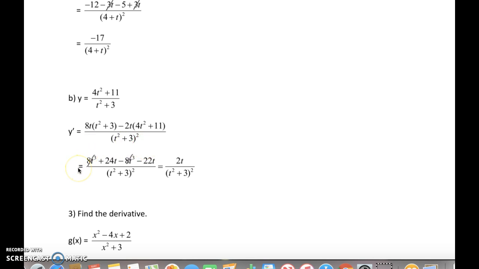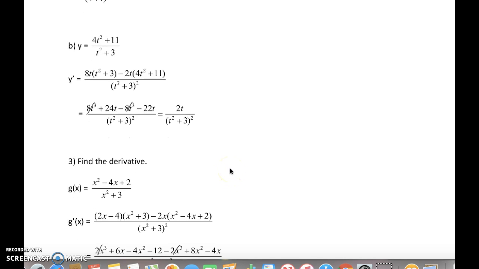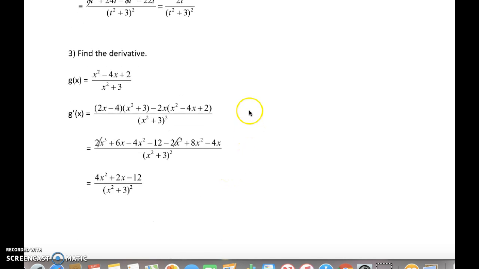And again, once we distribute, we're going to have 8t cubed plus 24t minus 8t cubed minus 22t. And the negative 8t cubed and the positive 8t cubed are going to cancel. And we're going to be able to combine our t terms here, which is going to be 2t, over the denominator squared.